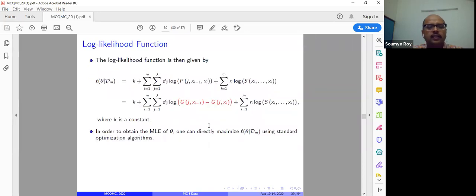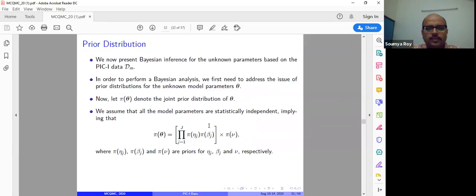Given the likelihood function L(theta given D_m), we can quickly write the log-likelihood function, which is given by this little l. In case you want the maximum likelihood estimator or estimates of theta, we can quickly maximize L(theta given D_m) using standard optimization algorithms.